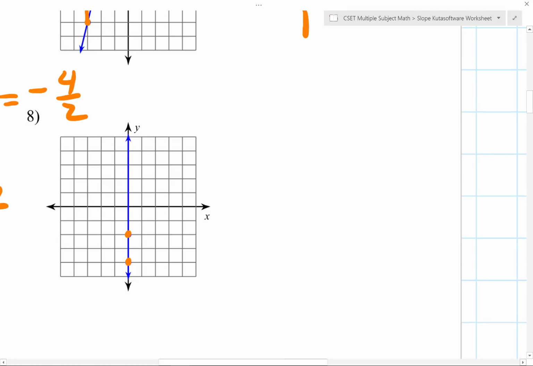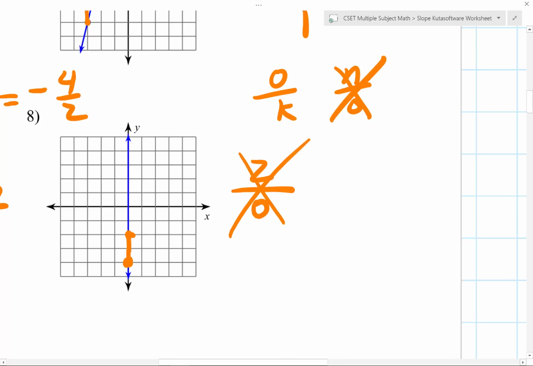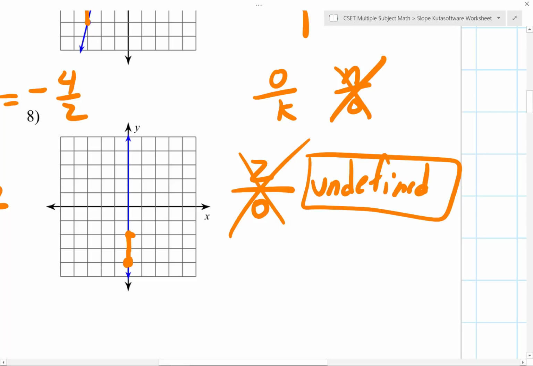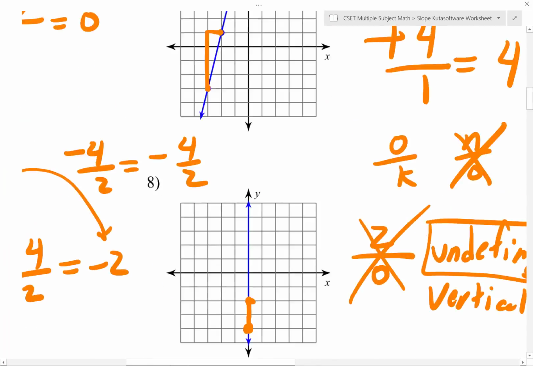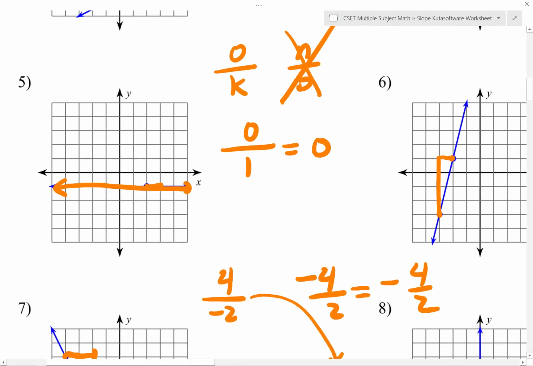This is our other funny case, but that's okay. No different. To get from this point to that point, I rise up 2, run over nothing, right? But this is not okay. Put the 0 on the bottom, that's a no-no. This is an undefined slope. It's not 0, it's undefined. So any vertical line will have an undefined slope. And the horizontal lines that we did in the last one have a 0 slope.